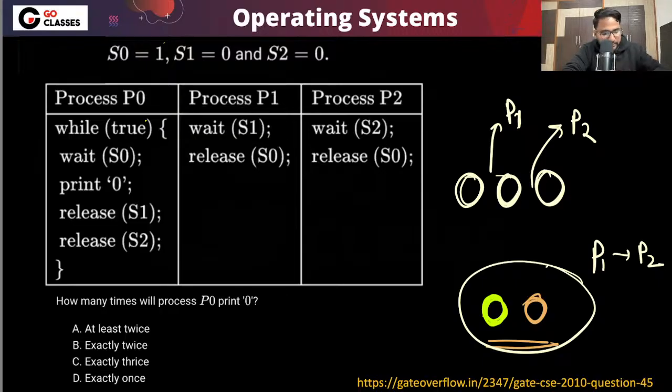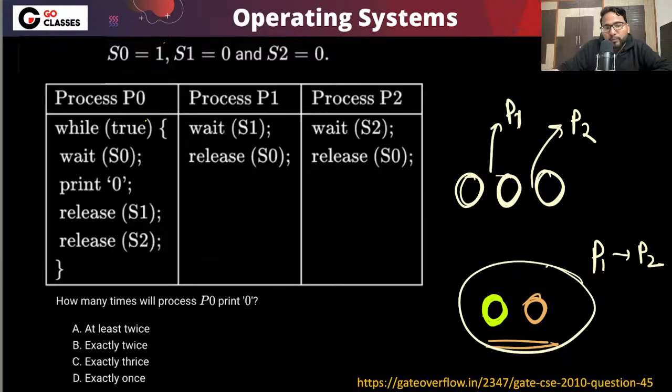Understood? Easy question only. It's not a very hard question. Let me know if there is any difficulty in understanding this.